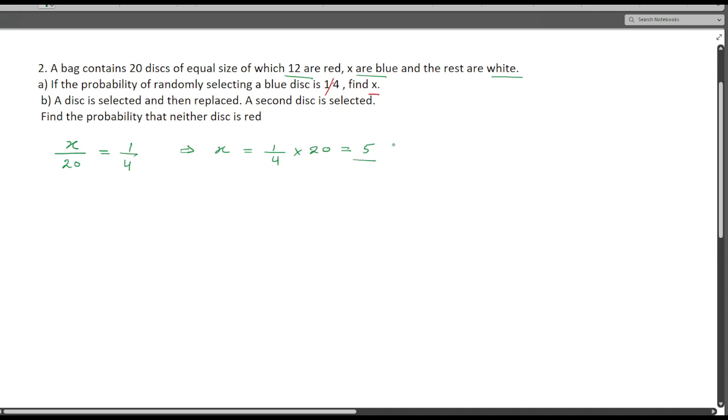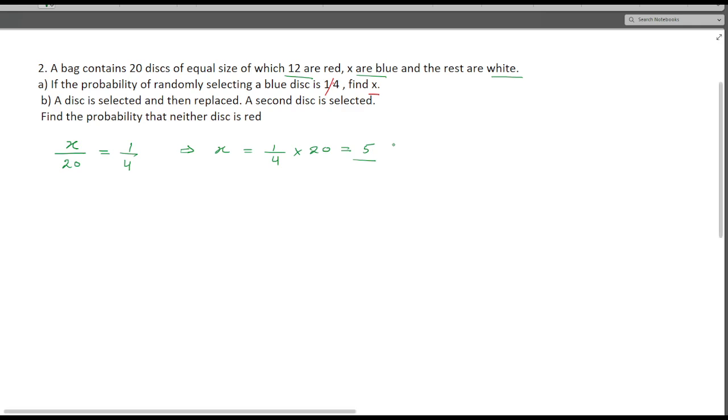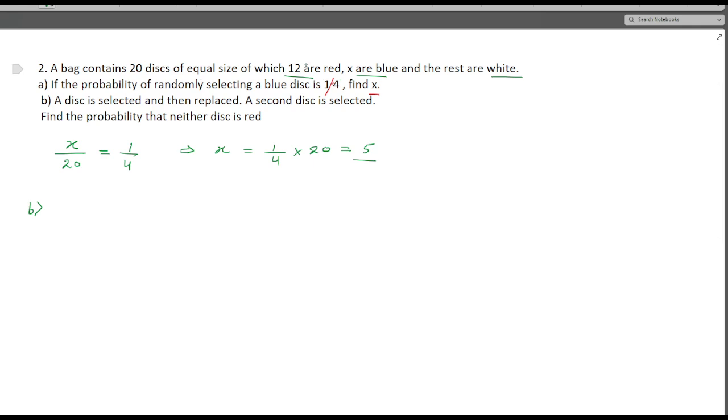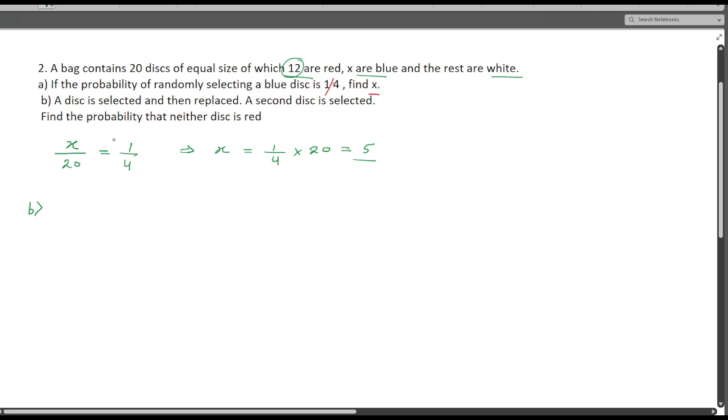The second question is, a disk is selected and then replaced. A second disk is selected. Find the probability that neither disk is red. Okay, that means my first disk is not red. This is for B. Now my disk is not red. Out of 20, 12 are red. So that means 12 are red. That means 8 are not red. So 8 out of 20 is the possibility of not selecting red first time.